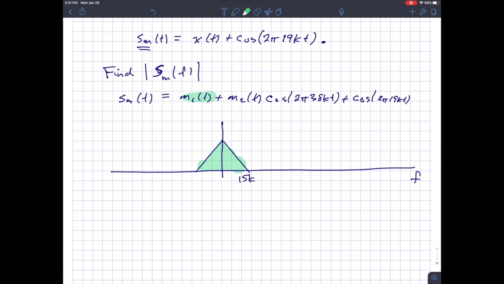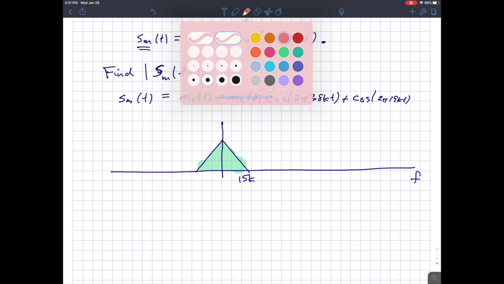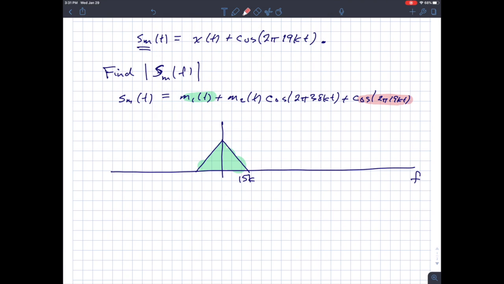Next, let's take a look at the oscillator. We think, well, an oscillator, that's spikes. So that should show up at 19k and minus 19k.